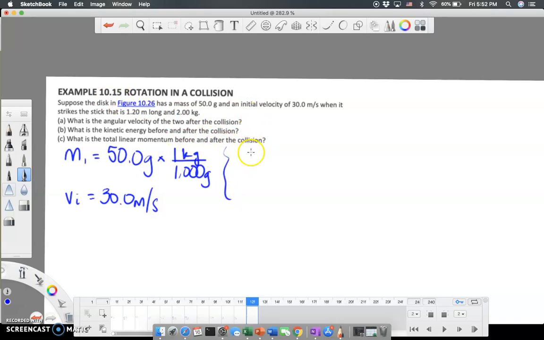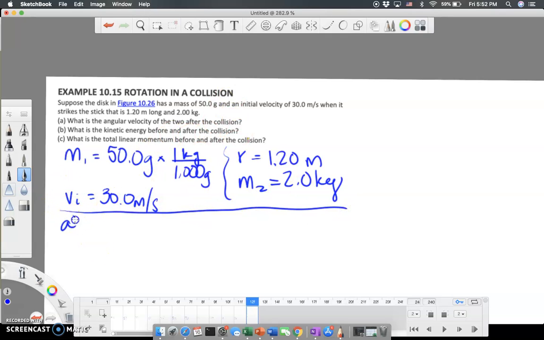Since it's rotating about that stick, I'm going to call that length my radius then. 1.2 meters long with a mass of 2 kilograms. And we want to know the angular velocity of the two after the collision. So again, we're looking for the angular velocity.